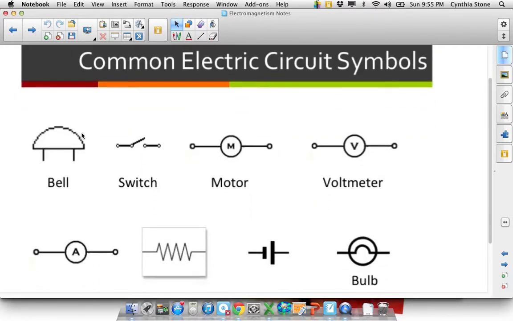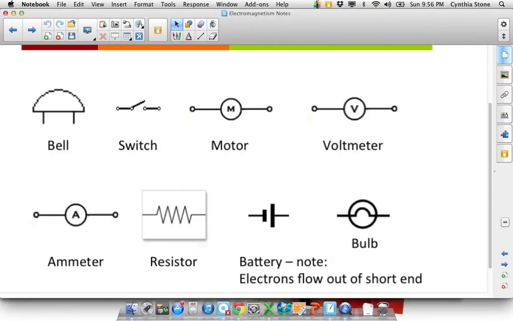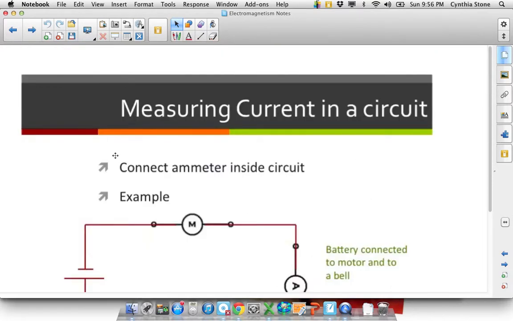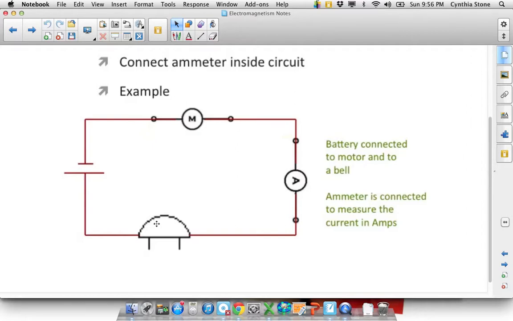Some symbols that we'll be using throughout the unit when we draw circuits. Sometimes you build a circuit with a bell, a switch, a motor is just an M, measure volts with a voltmeter, measure amps with an ammeter, resistor, power source of some kind, a light bulb. Those are the ones we commonly use. And when you build a circuit, this is a circuit diagram. So this circuit diagram has a bell, a motor, and an ammeter.